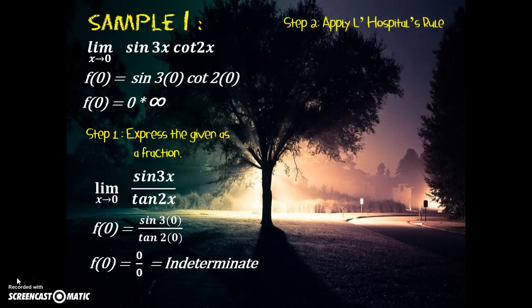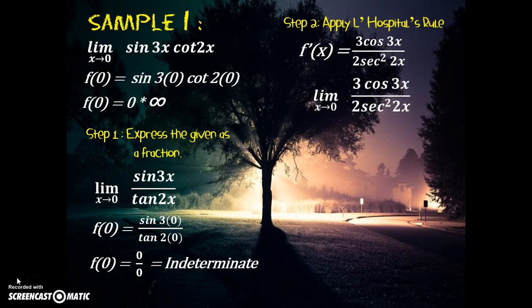In applying L'Hopital's rule, you will have to get the derivative of the numerator and the denominator. The derivative of sine u is cosine u du, so the numerator will become 3 cosine 3x. The derivative of tangent u is secant squared u du, so the denominator will be equal to 2 secant squared 2x. Finally, substitute x and it will become f prime of 0 equals 3 cosine 3 0 over 2 secant squared 2 0, equals 3 times 1 over 2 times 1. The final answer is now 3/2.